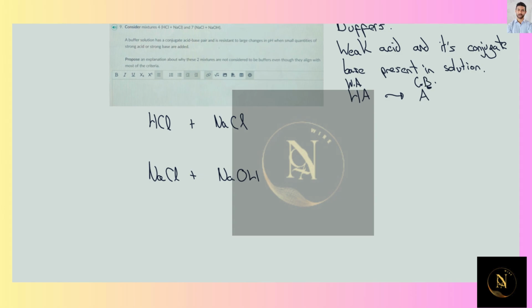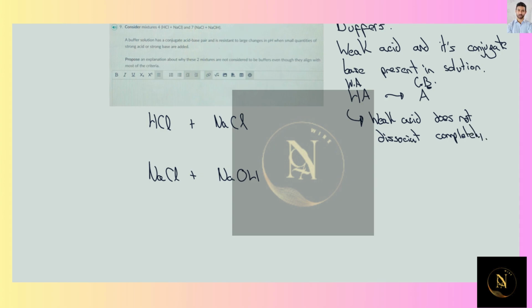Why do we need to have this equilibrium? This is going to be because in buffers, what is going to happen is that the weak acid does not dissociate completely, which happens the same with weak bases. They are not going to dissociate completely into the solution.